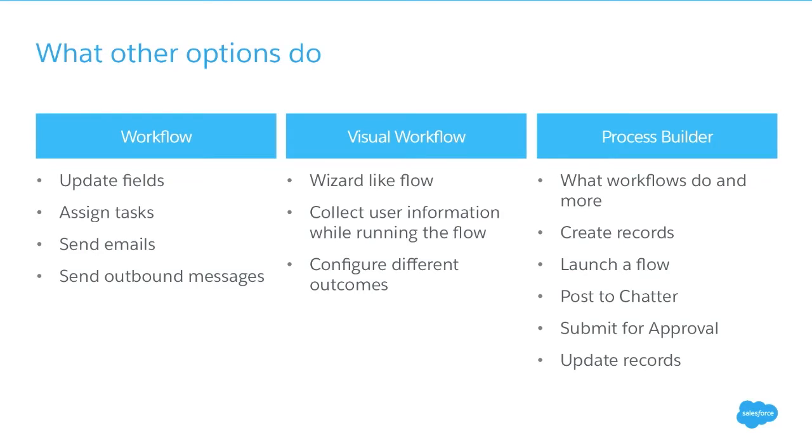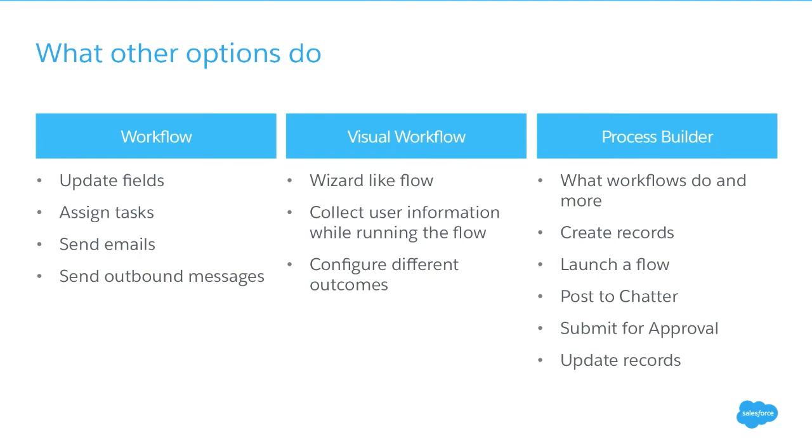The other options are workflows, which basically you can update fields, assign tasks, send emails, and send outbound messages. We also have visual workflows, which is a wizard kind of flow, meaning this is user triggered. Whenever a user on your org clicks to save or update a record, you can pop in a small wizard and get more data from them and enrich the experience. For example, if you're doing a form kind of flow on an object and you need more data that you're not necessarily asking at the beginning of the form, you can use visual workflows to drive this experience.